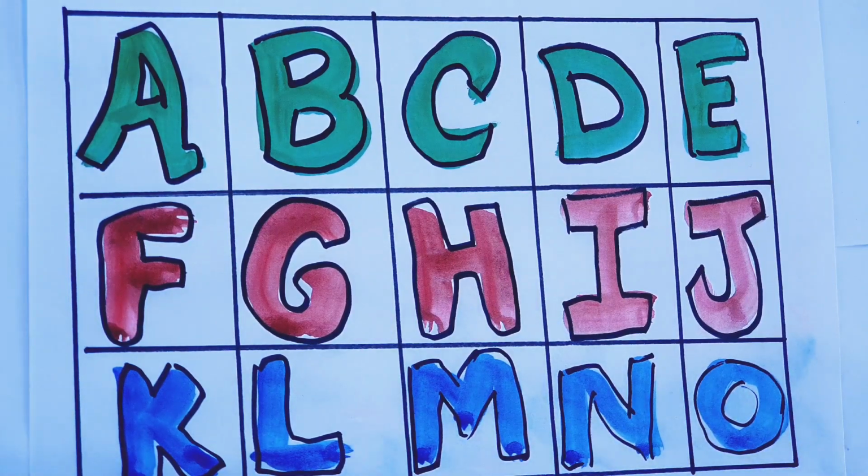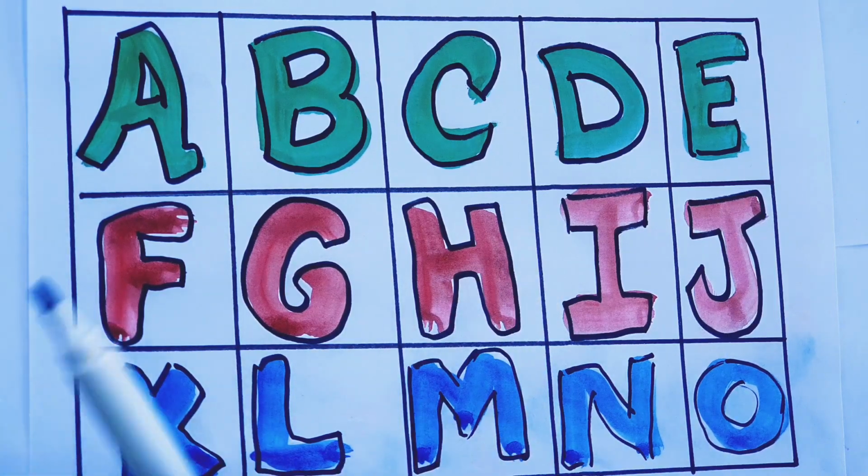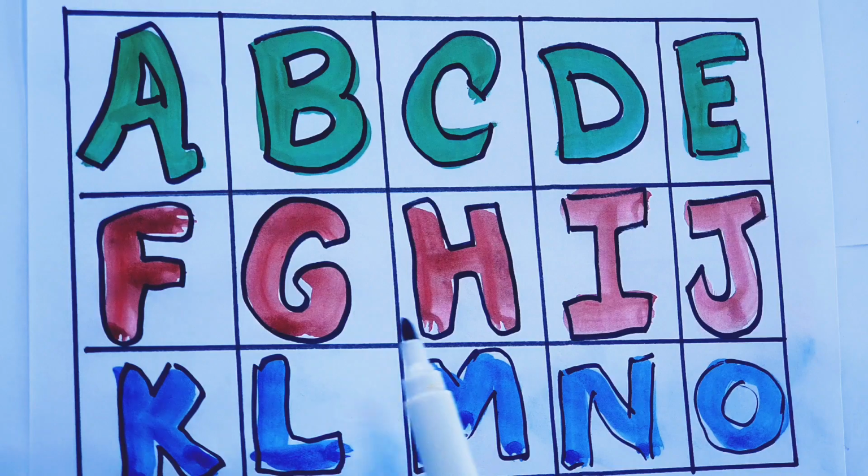So kids, what did we learn today? We learned green color, red color, blue color and black color. A, B, C, D, E, F, G, H, I, J, K, L, M, N, O.